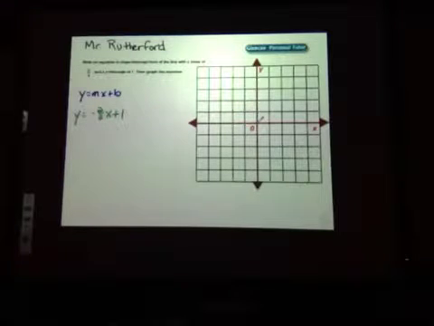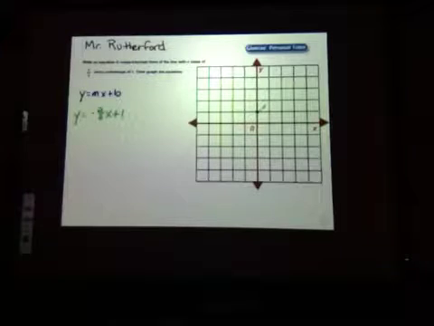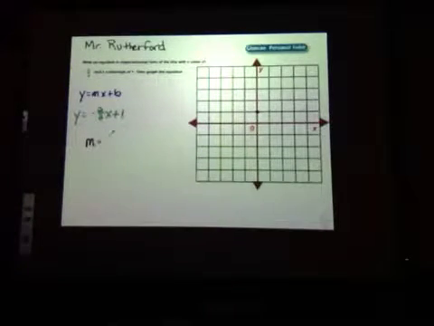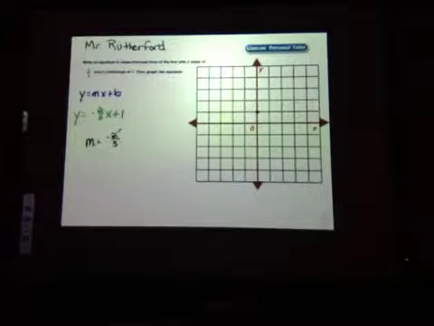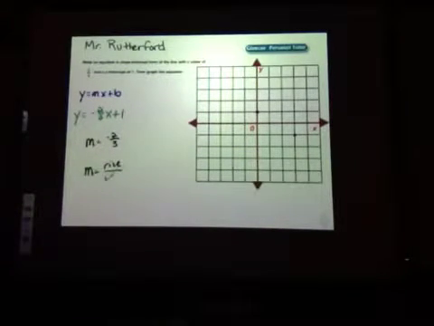Now let's graph this. First we'll plot the y-intercept, which will be up 1 from the origin at 0, 1. Then our slope can be viewed as -2/3. So what this means, we're going to go down 2 and to the right 3. Because remember, slope is equal to rise over run. Our rise is -2, which means down 2, and our run is +3, which means to the right 3.